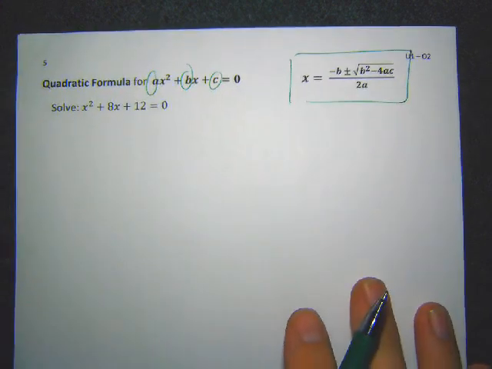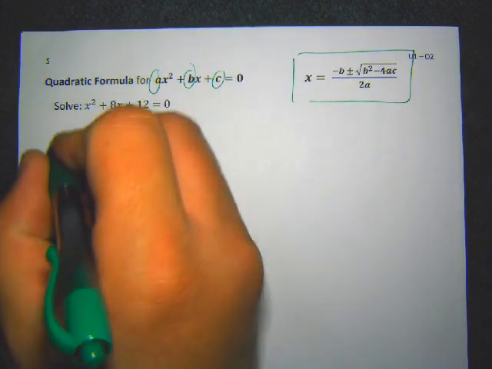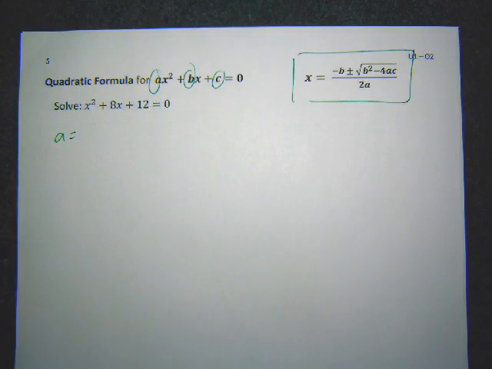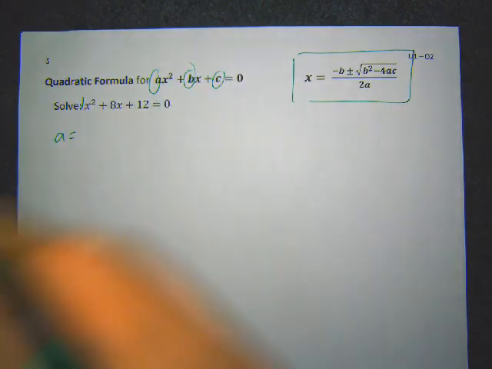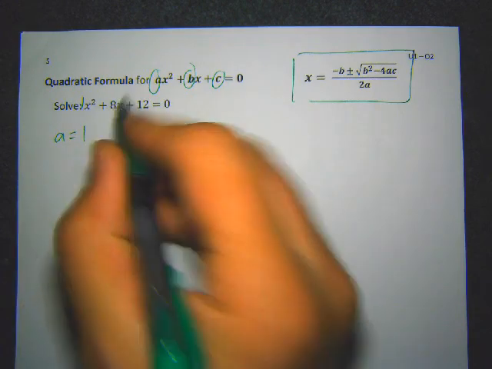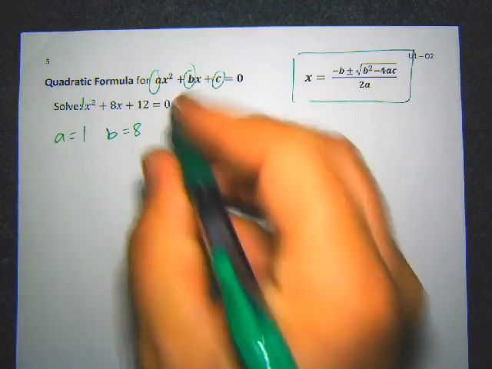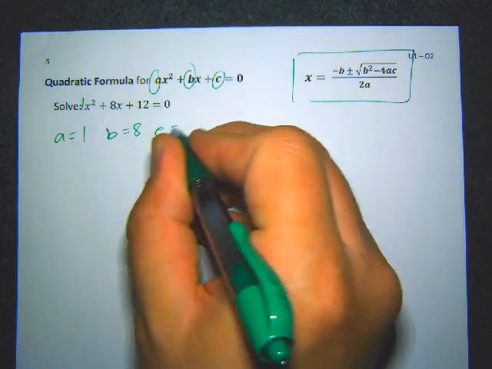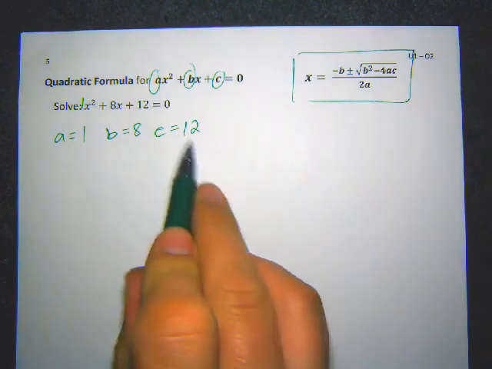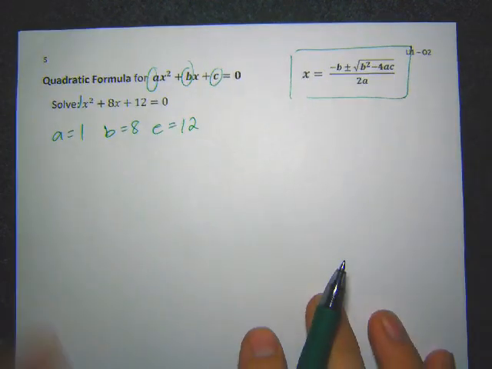So let's try it. Let's use this once. Notice on this one, a is the number in front of the x squared. Well, there's nothing there, but remember there's always a default 1 in front of any x squared. So we're going to say a is 1. b is going to be the number in front of the x, so it's going to be 8. And c would be that 12, because it's the number by itself. So we're going to plug in 1, 8, and 12 for a, b, and c in this expression.